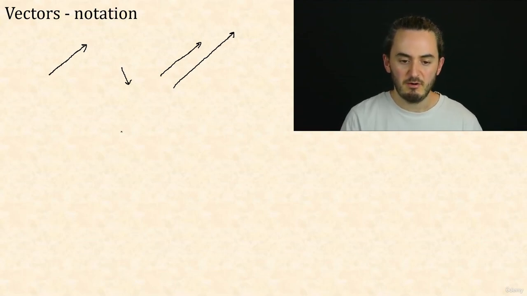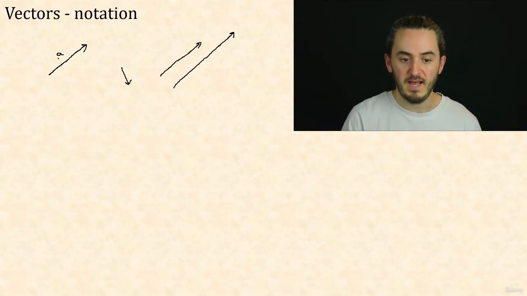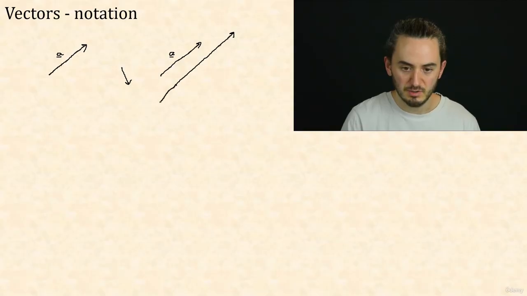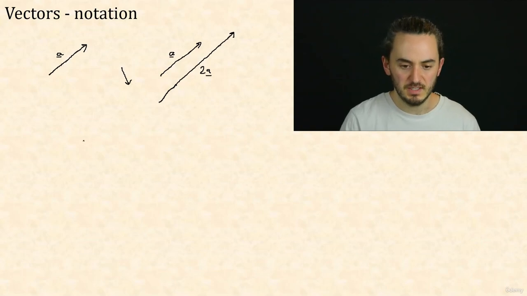Now, typically there are a range of different ways that we can represent vectors. You will sometimes see them simply given names. So for example, you might see that being called a, and sometimes you see that underlined. And if that's a, well, this is a as well, because it's going in the same direction. And if this is, let's say, twice as long and going in the same direction, that might be 2a. So that's one of the notational styles you'll see.